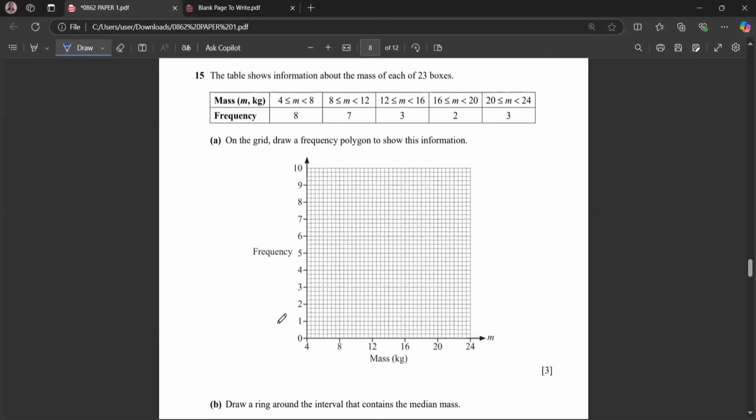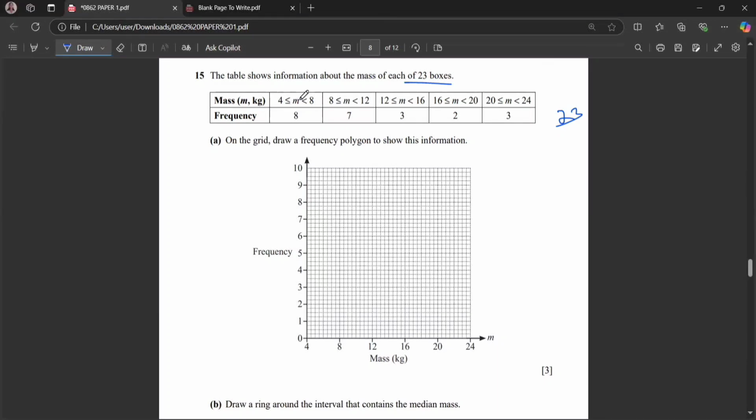The table shows information about the mass of each of 23 boxes. On the grid, draw a frequency polygon to show this information. So here they have said that frequency means count. Number of boxes having the mass between 4 to 8 is 8. So all of these frequencies should add up to 23 because 23 boxes are taken here.